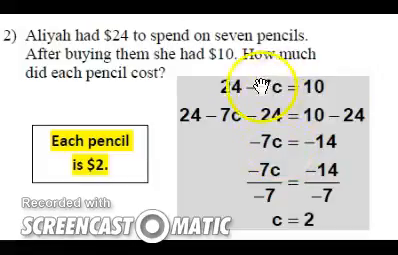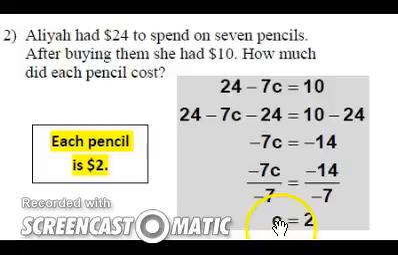Now you can see we have the 7c already by itself on the left-hand side of the equation. Okay, well, remember, we always want the variables on one side and the constants on the other. So let's keep the 7c where it is, and let's get that 24 to the other side. Since we're adding 24, what do we do? Subtract. So we subtract 24 from both sides. We end up with that negative 7c exactly where it was, and 10 minus 24 is negative 14.